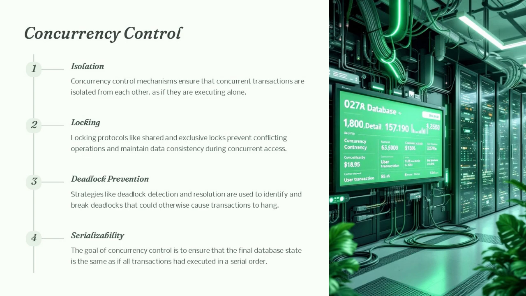Strategies for deadlock prevention, like detection and resolution, are important to avoid transactions getting stuck. Ultimately, the goal is to provide the illusion that each transaction is executing alone, even when many are happening concurrently.